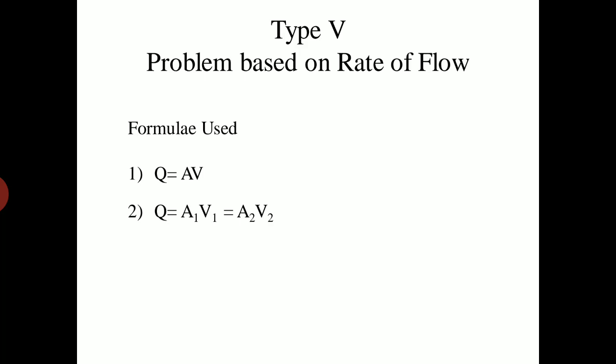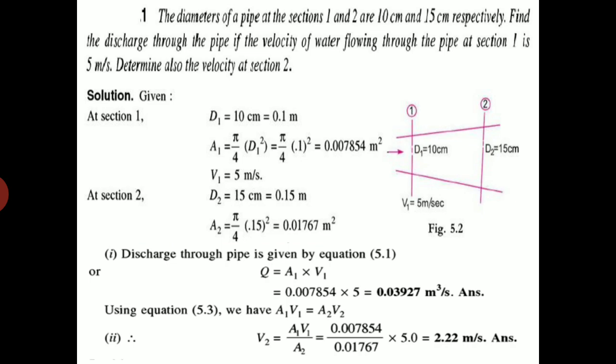The formulas used are Q is equal to AV, that is, discharge is equal to area into velocity, and Q is equal to A1 V1 is equal to A2 V2. So let us see the numericals. The first numerical: the diameters of the pipe at sections 1 and 2 are 10 centimeter and 15 centimeter respectively. Find the discharge through the pipe if the velocity of water through the pipe at section 1 is 5 meter per second. Determine the velocity at section 2.